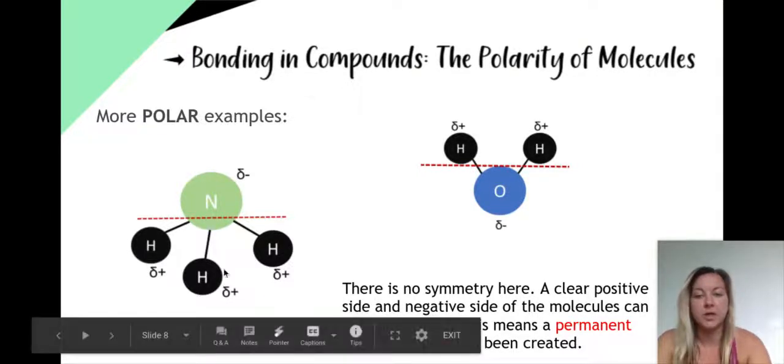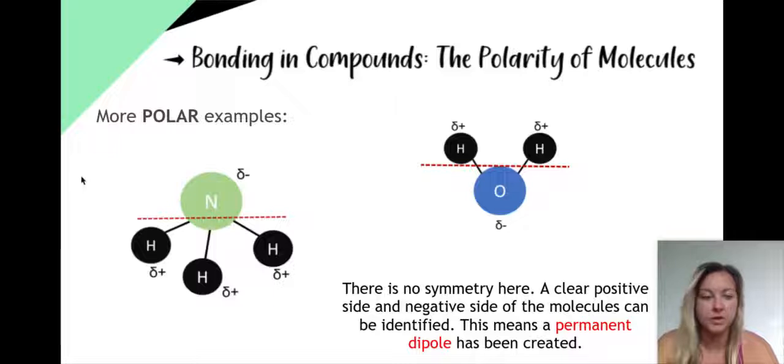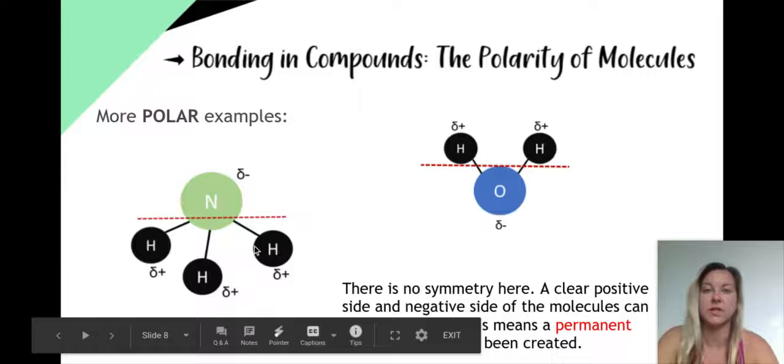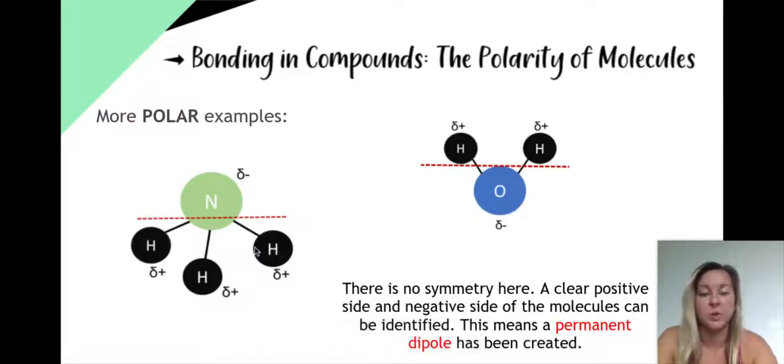What we say when this arises in a molecule is that it's a permanent dipole. This molecule is not going to change the way its bonds are placed. It's going to stay like that. So what that means is the difference in charge, the positive side and the negative side, is always there, and that's why we call it a permanent dipole.